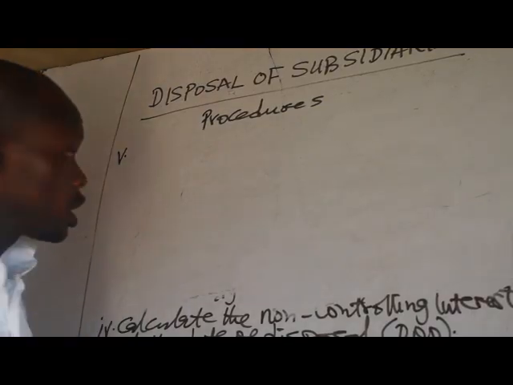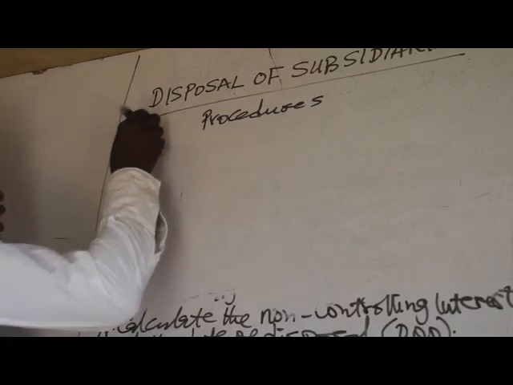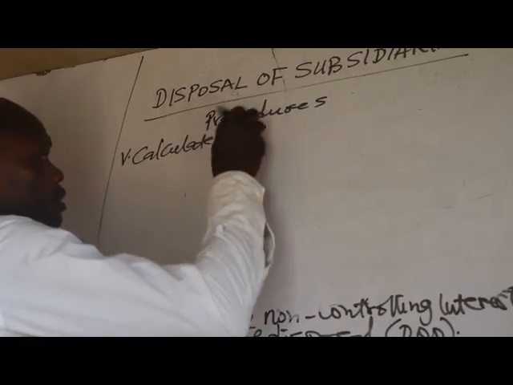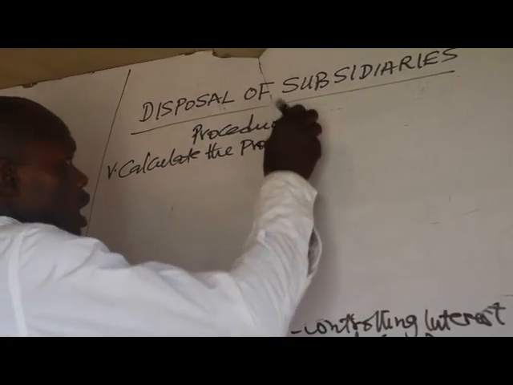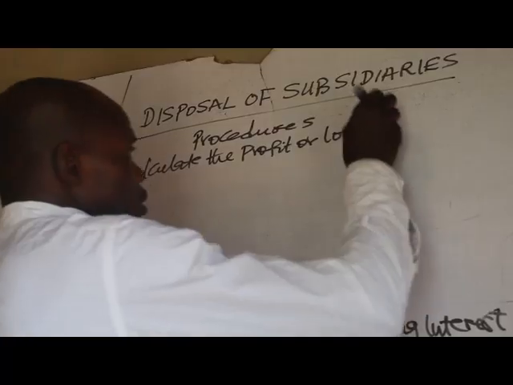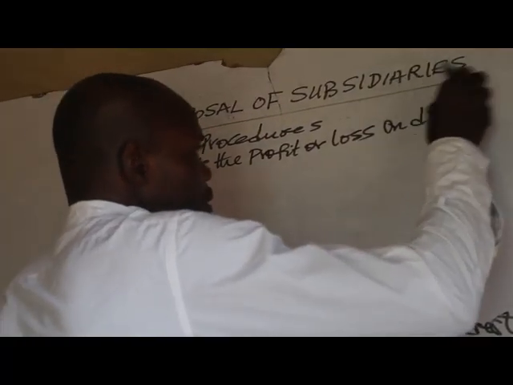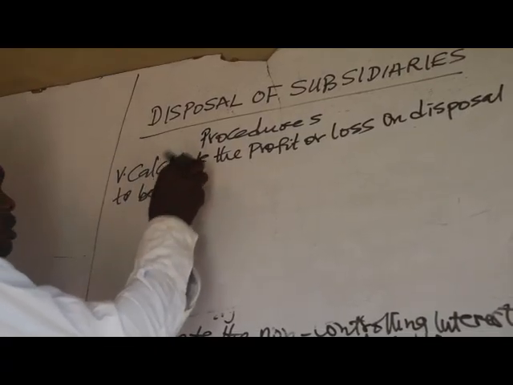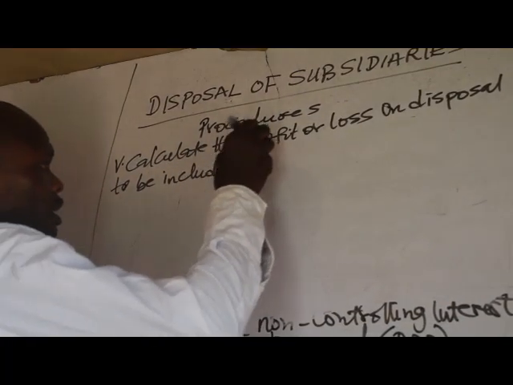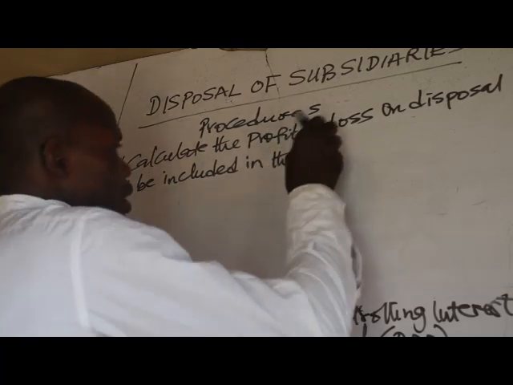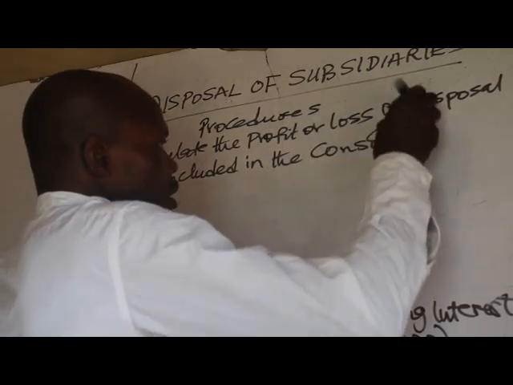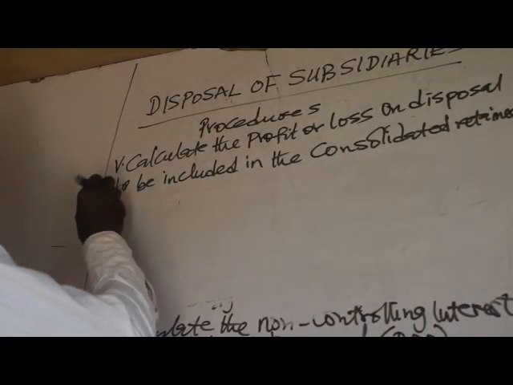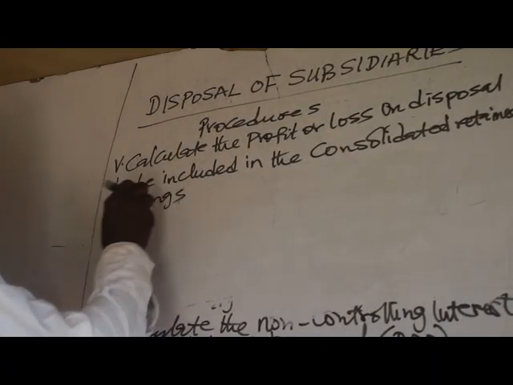Calculate the profit or loss on disposal to be included in the retained earnings, in the consolidated retained earnings. So this is step number 6.